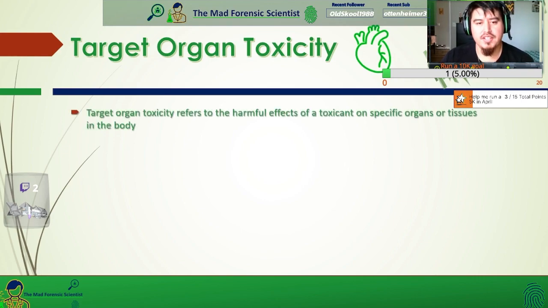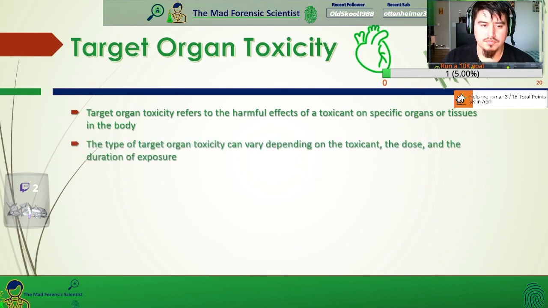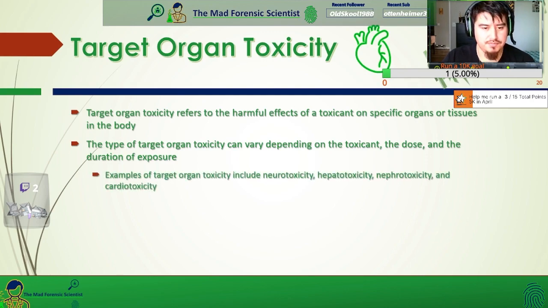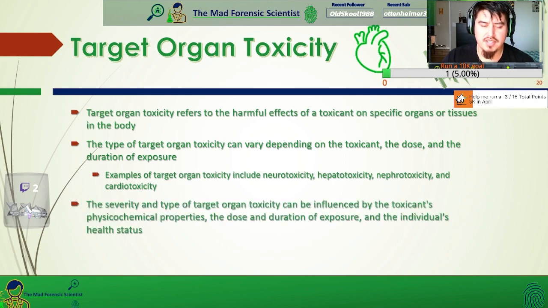And then finally, target organ toxicity. Target organ toxicity refers to the harmful effects a toxin has on specific organs or tissues of the body. The type of target organ toxicity can vary depending on the toxicant, the dose, and the duration of exposure. Examples include neurotoxicity, hepatotoxicity, nephrotoxicity, and cardiotoxicity. The severity and type of toxicity can be influenced by the toxicant's physiochemical properties, the dose, the duration of exposure, and the individual's health status.